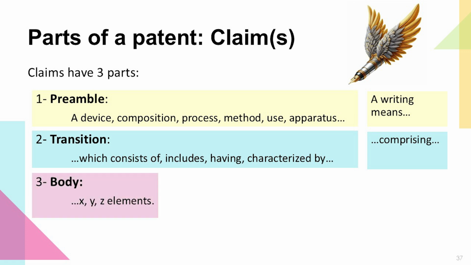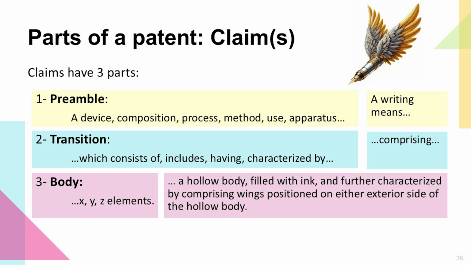This part lists the main elements of the invention, such as the parts of a machine, assembling process steps, the ingredients of a medical composition, etc. And of course, going back to our pen, the components are a hollow body filled with a writing substance, usually an ink of some sort, and the fact that this pen further comprises wings, and these wings have a very precise way of being attached to the pen for them to alleviate the pen's weight.